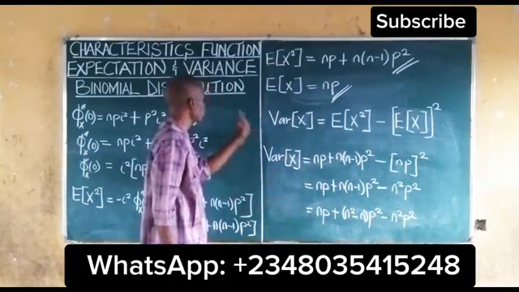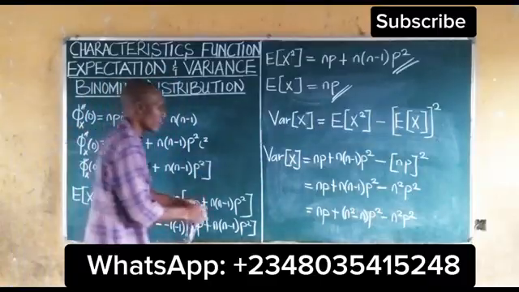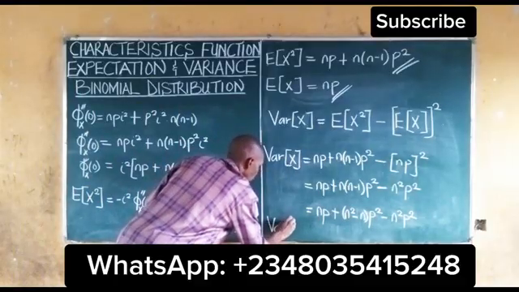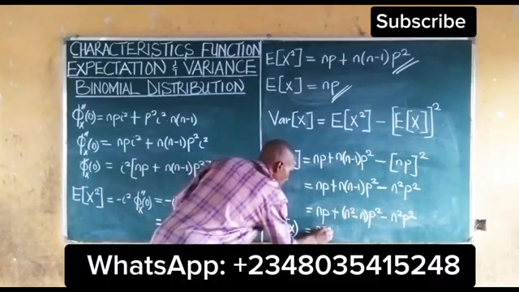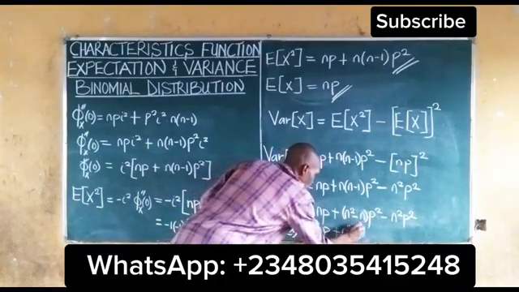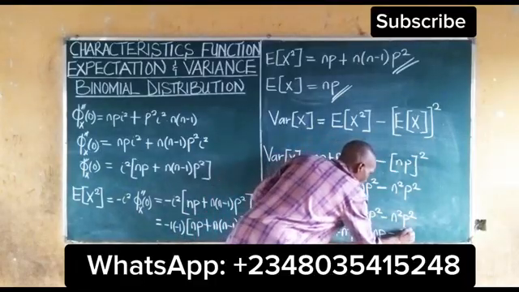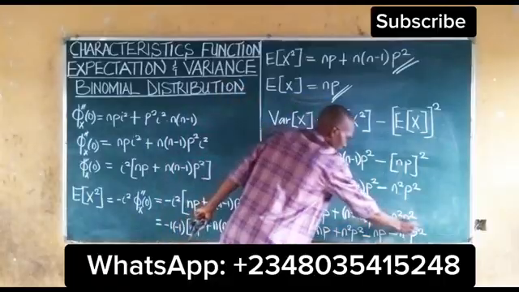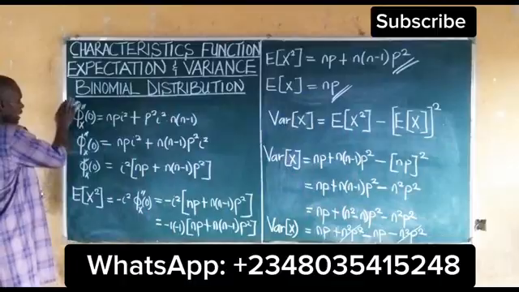So this can be continued on this other side. We can continue it, or we write our variance of x to be equal to np. If you bring out this, we have n squared p squared minus np squared minus n squared p squared. Of course, the whole of this will cancel the whole of this. So we move over to this other side.